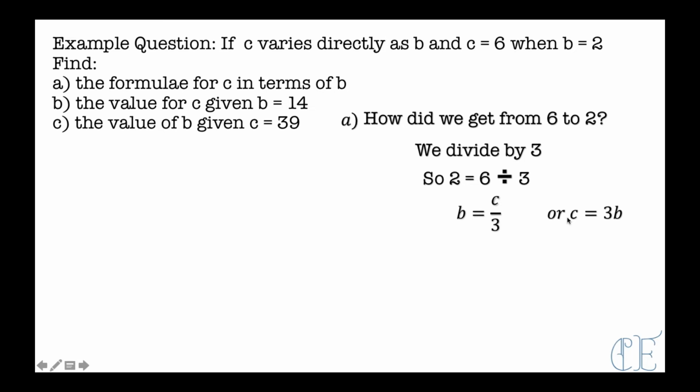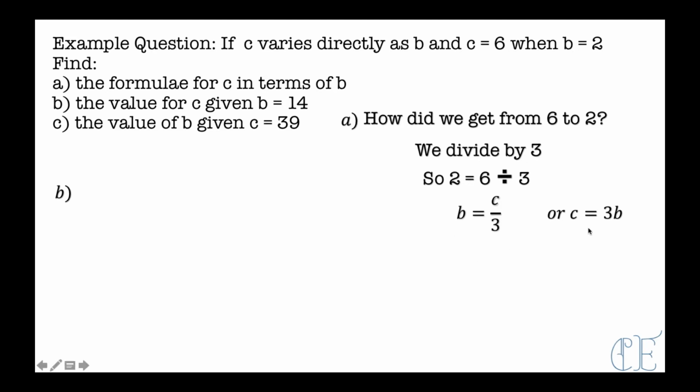c equals 3b. So all we would do to get this c on its own is times that 3 there, giving us 3b equals c. Both of these equations are right, but because they're asking for the formula for c, it means that they want you to use this one. So c equals 3b. So you can just rearrange at the end, depending on which way around you've done it. Question b says that we want the value for c, given that b equals 14. So in the previous slides, we've been looking at how to form this type of formula.